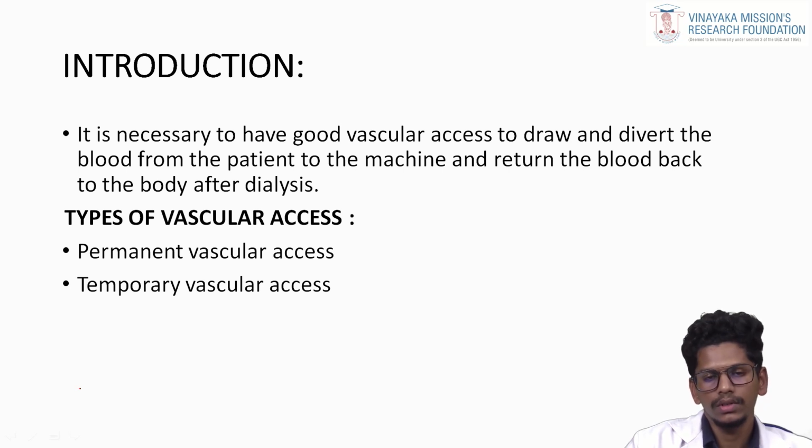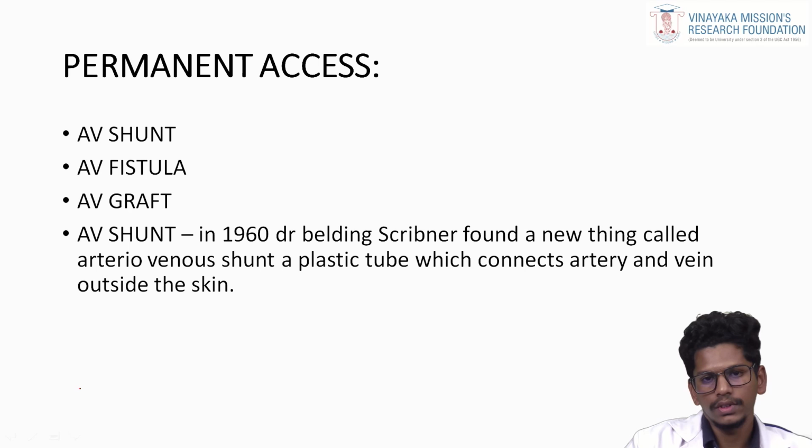First, we will look at the types of vascular access. First, we are going to see permanent vascular access. For permanent vascular access, there are three types: AV shunt, AV fistula, and AV graft. First, we are going to see the AV shunt.